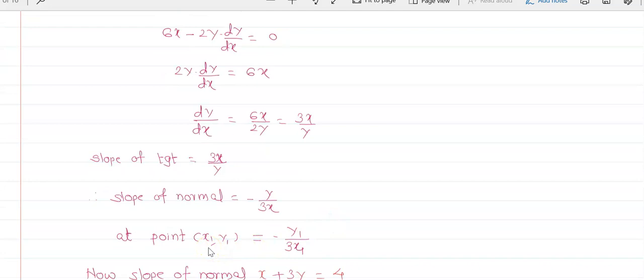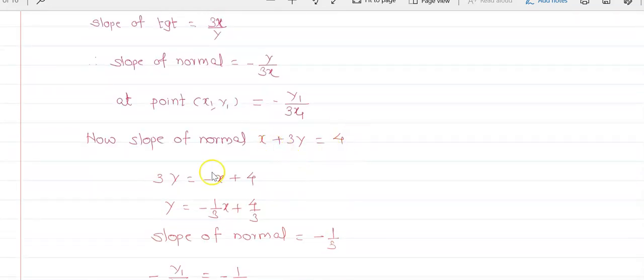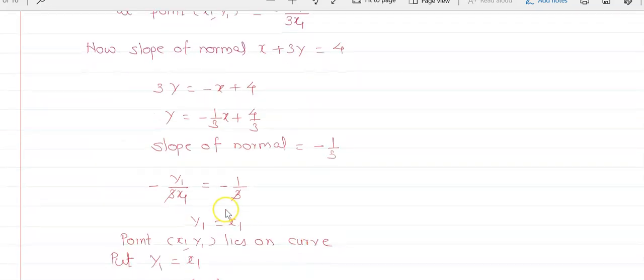Now there is a point where the tangent touches the curve. That point is (x1, y1), and this point is on that curve. The slope of the normal is -y1/(3x1). Now we'll find that the slope of the normal is nothing but the slope of this line. Therefore, consider the line x + 3y = 4, which is the line we have been given. That is 3y = -x + 4, that is y = -(1/3)x + 4/3. Therefore, the slope of the normal is -1/3. What is the slope of the normal? -y1/(3x1) = -1/3, and that's why you are getting y1 = x1.